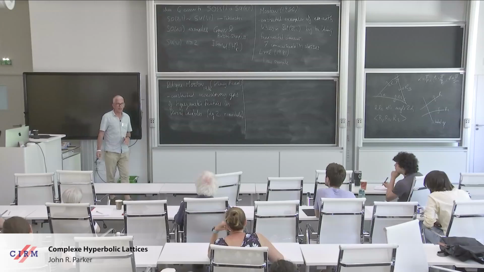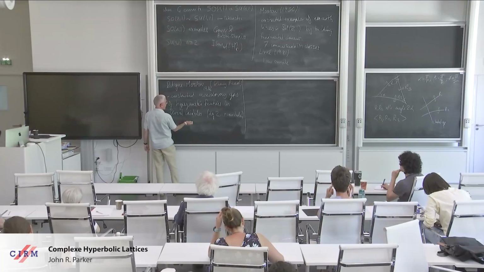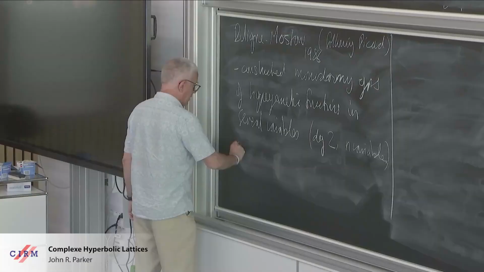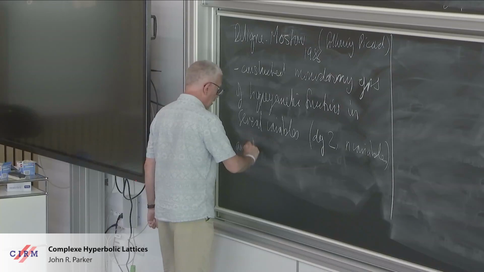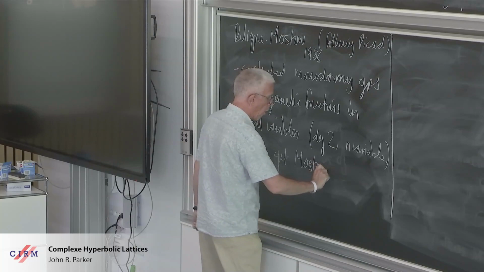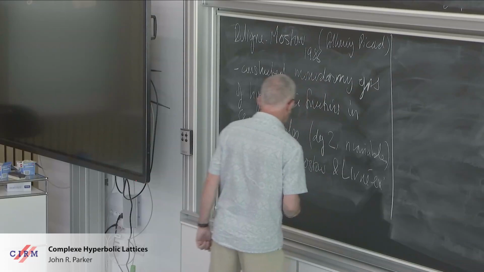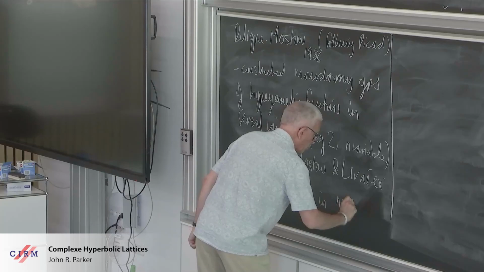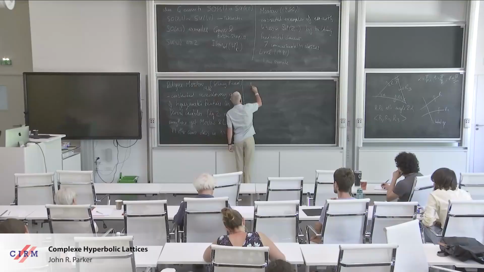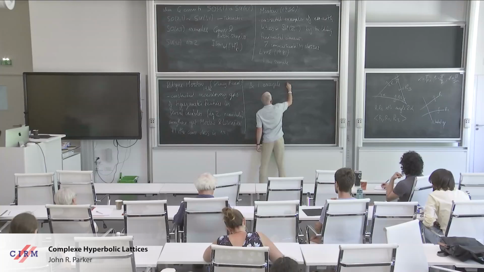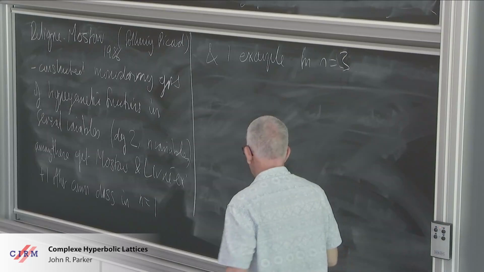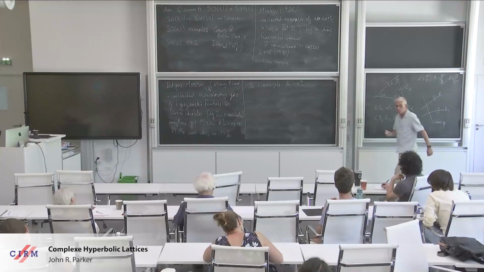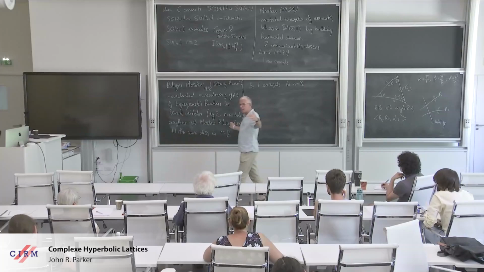And among these we get the Mostow and the Livné examples, plus one other commensurability class in n equals 1, and one example for n equals 2. Sorry, n equals 2 and n equals 3. Right, and that was basically it. There's a big pause in the story at this point.